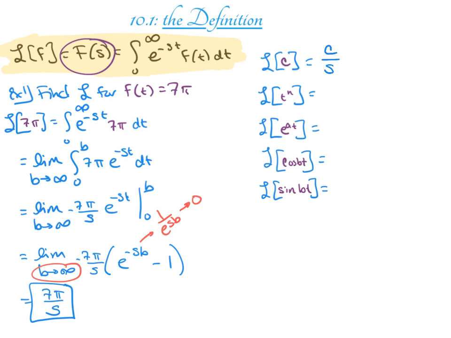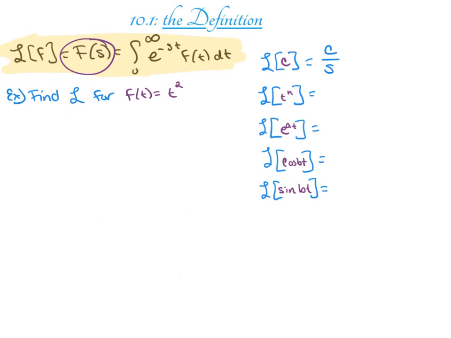I would like to do the first 4 of these. I don't need to do the sine one and the cosine one; I'll talk about how you can see the results just by looking at one from the other one. So let's do t to the n, and let's specifically do n equals 2. Let's find the Laplace transform for f of t equals t squared.